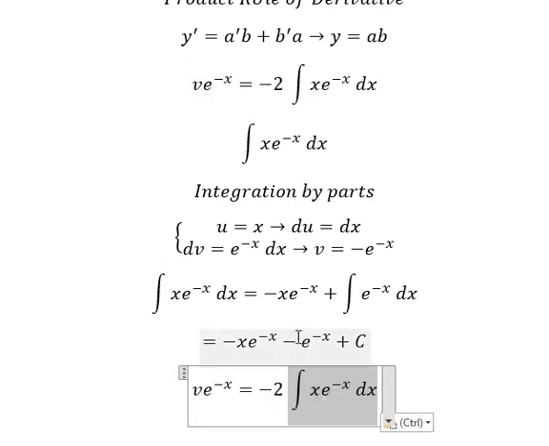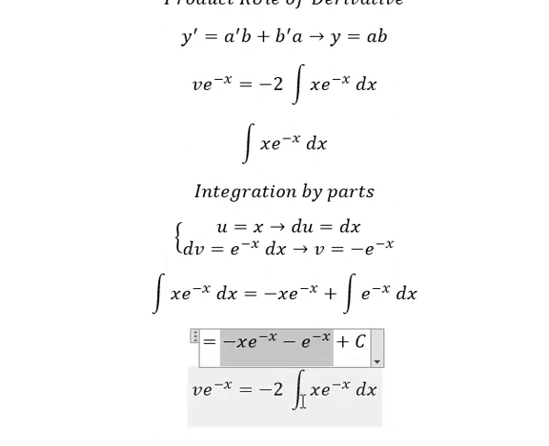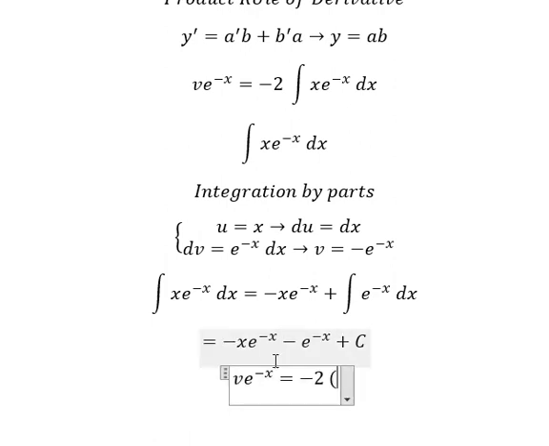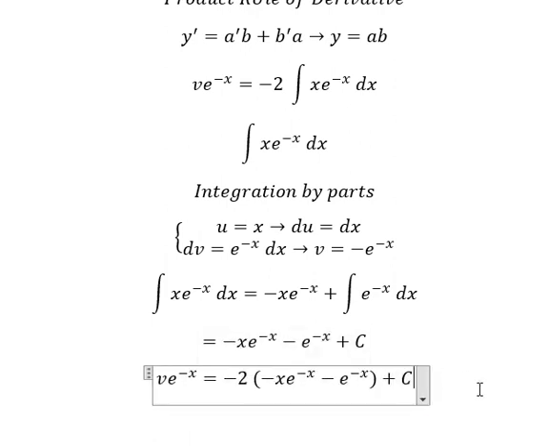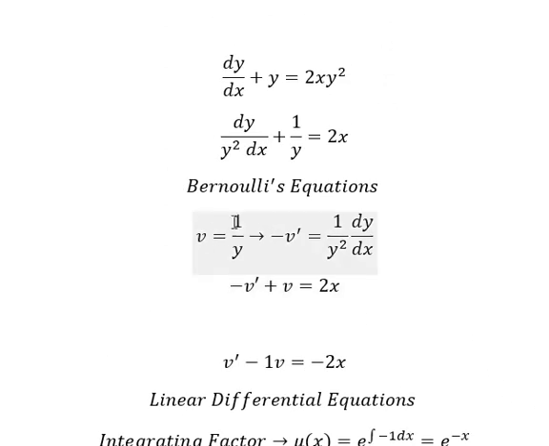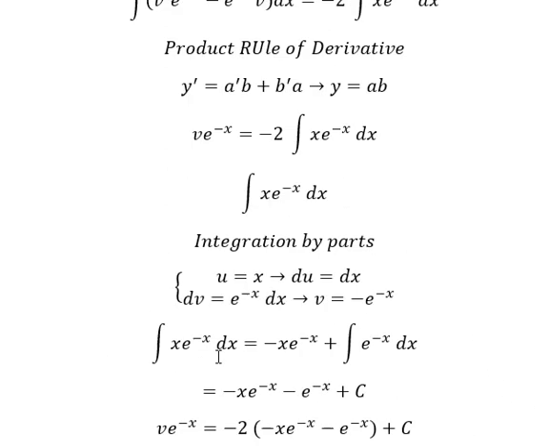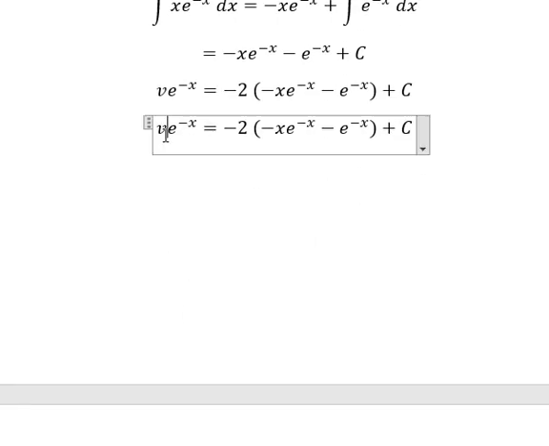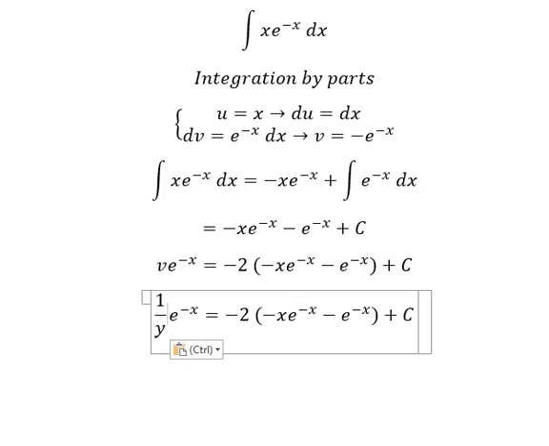So this one, that is about this one. About v, that is about 1 over y. And this is the final answer.